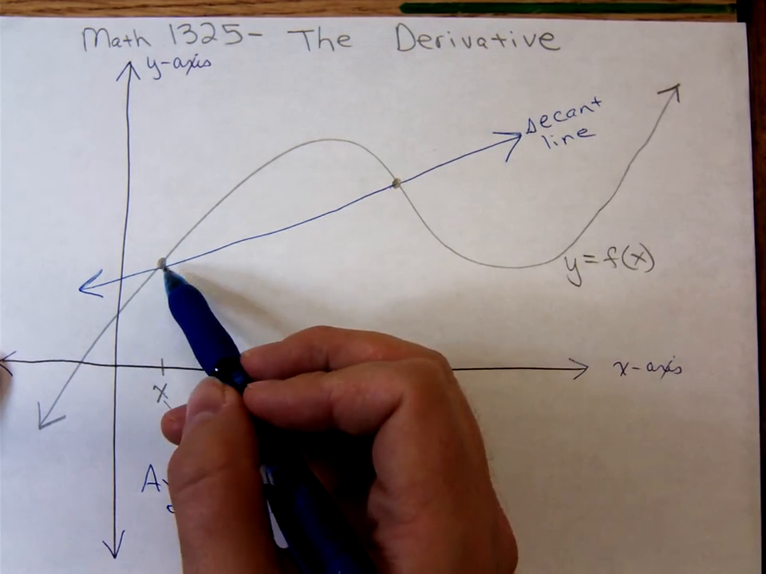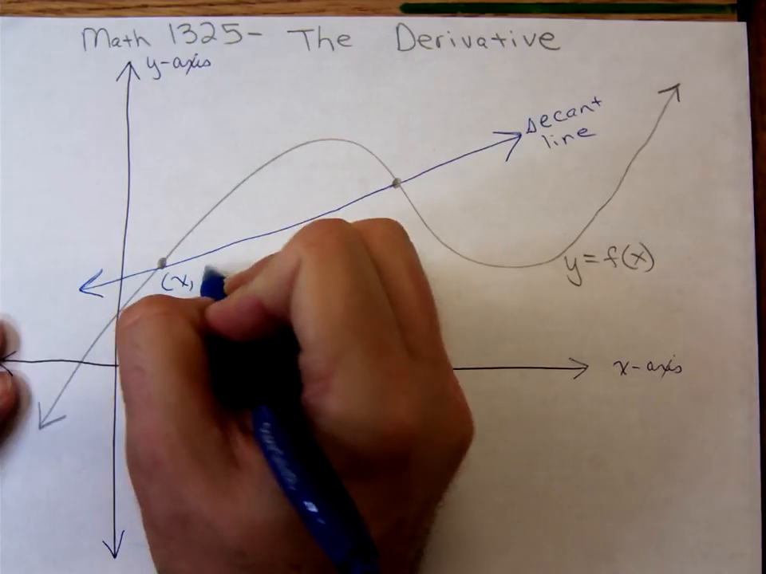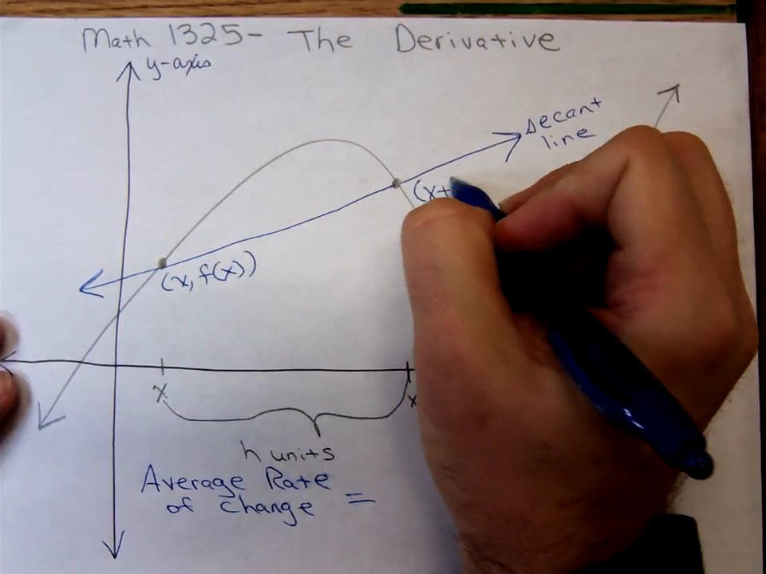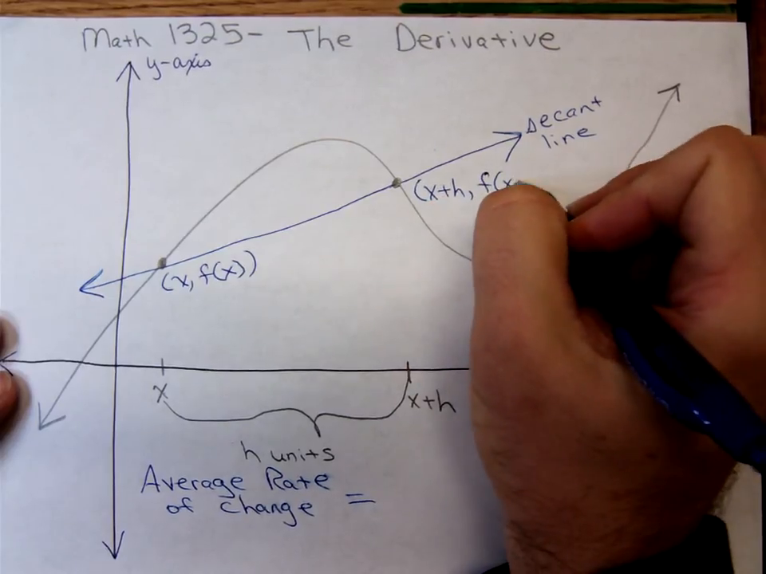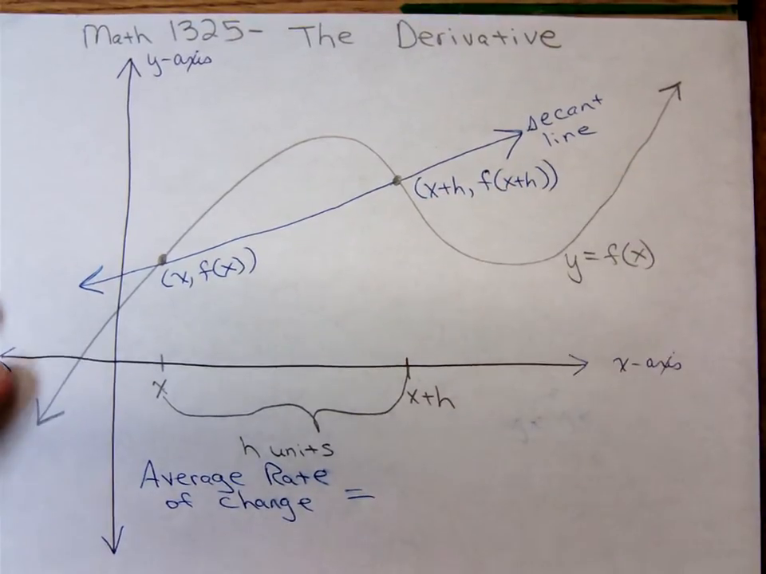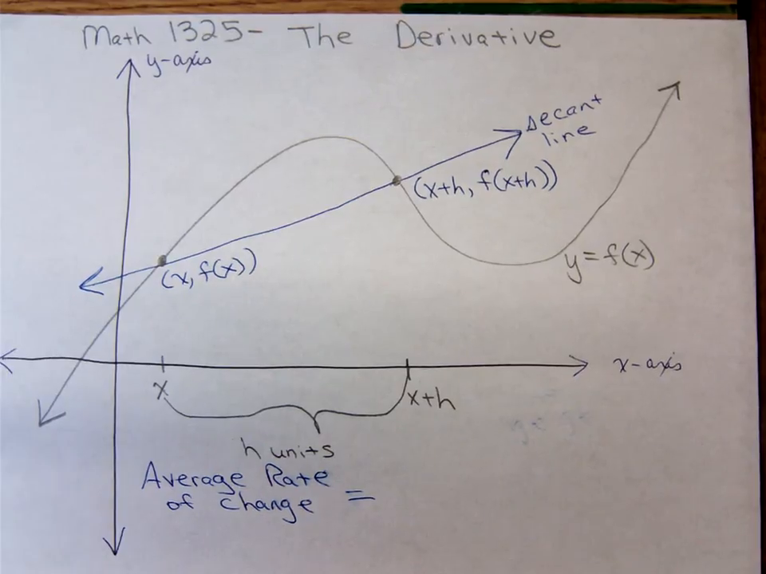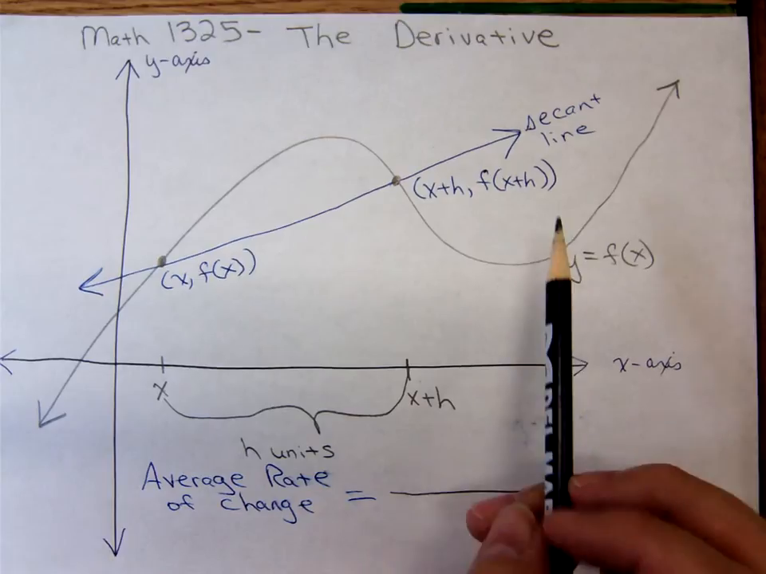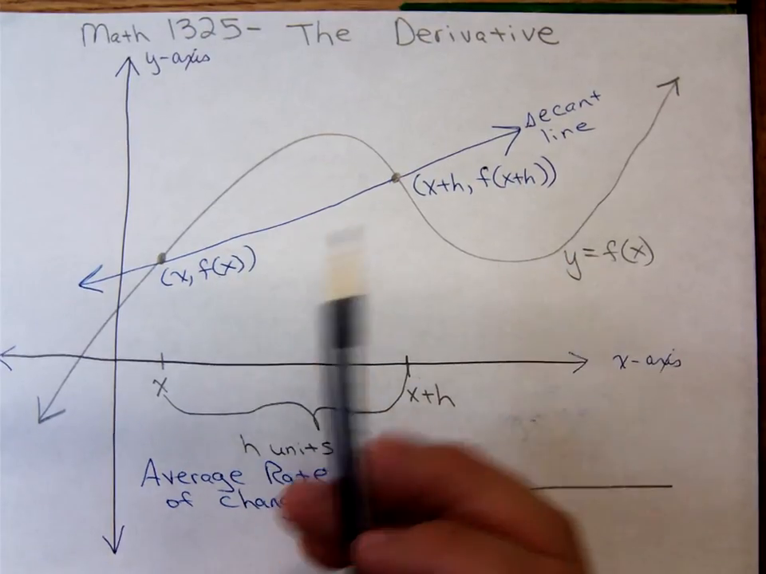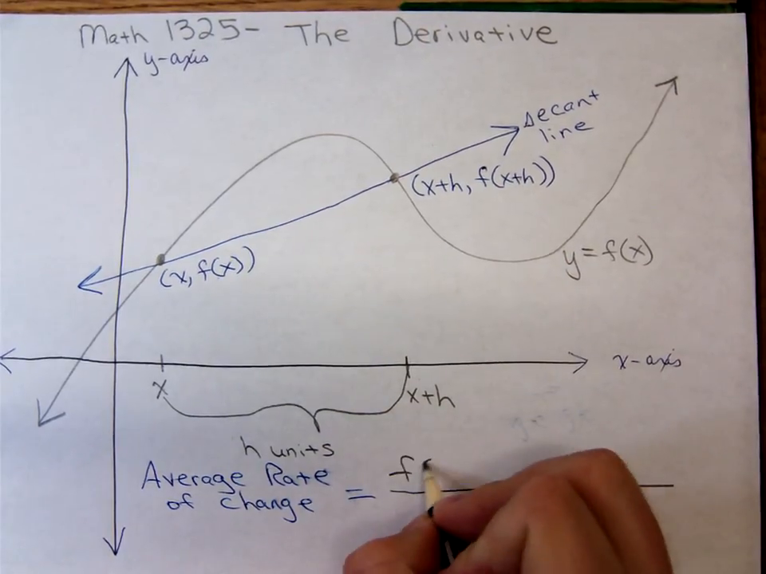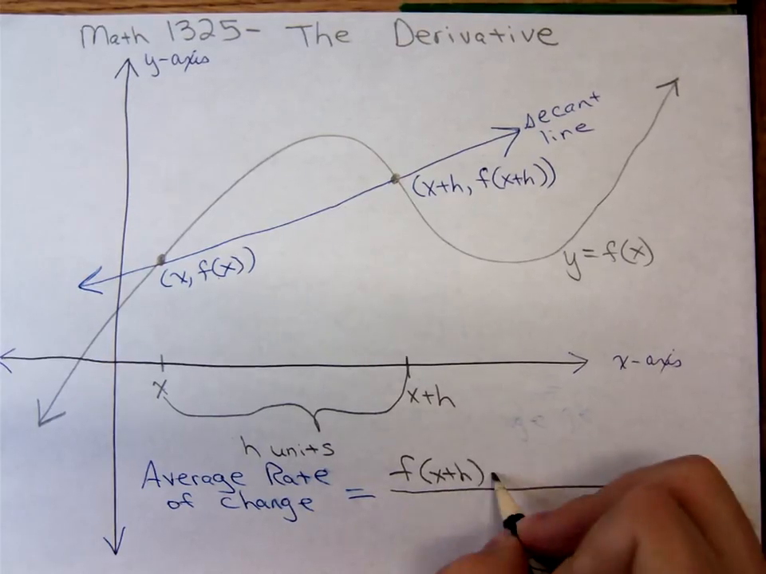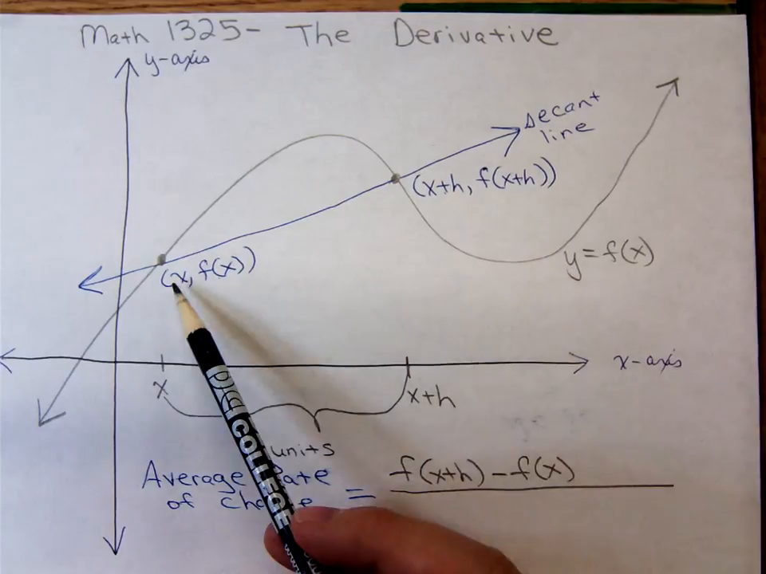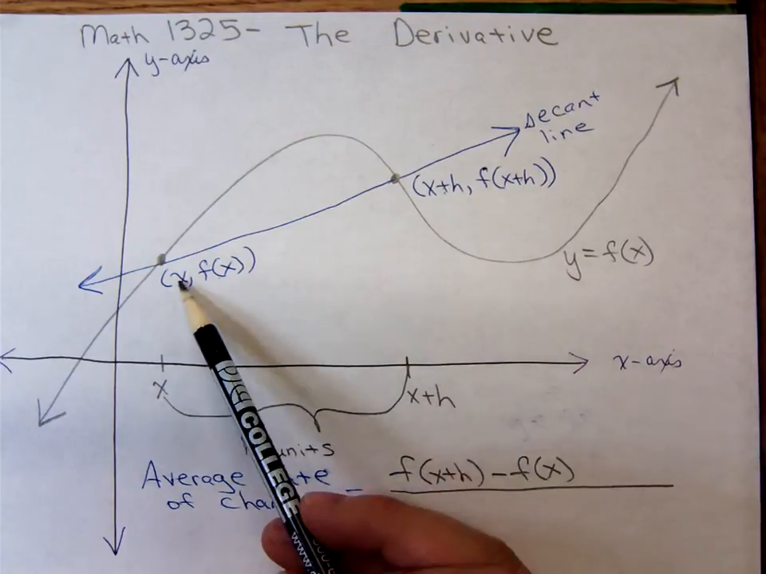We know the ordered pair. This is x, f of x. This point here is x plus h, f of x plus h. And we could just find the slope of the line using our slope formula. Remember, the slope formula is y2 minus y1, so f of x plus h minus f of x, all over x2 minus x1, so x plus h minus x.